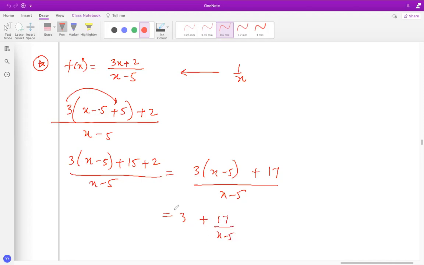In case you didn't understand this part, you could simply do the long division. So let's say 3x plus 2. I've got x minus 5 as a divider. So you can take 3 here. So 3x minus 15. You subtract, the signs change.